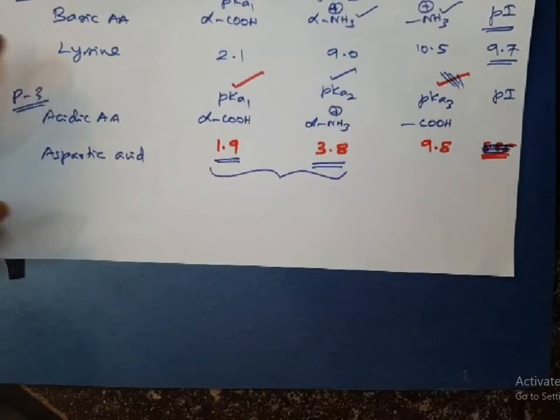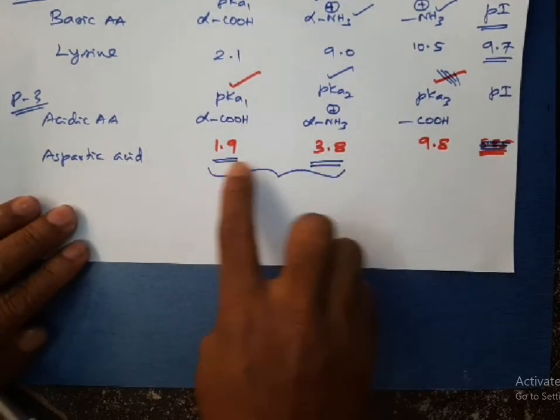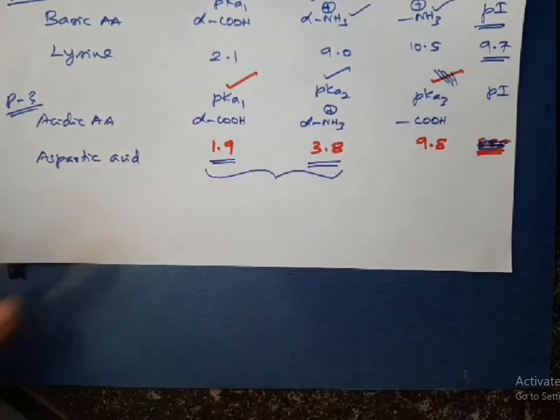Students, are you able to follow this? Okay, I made a mistake. In a basic amino acid, take the higher pKa values, add them, divide by 2. For an acidic amino acid, take the lower pKa values, add them, divide by 2. So 1.9, 3.8. Add these two values and divide by 2. How much will you get?